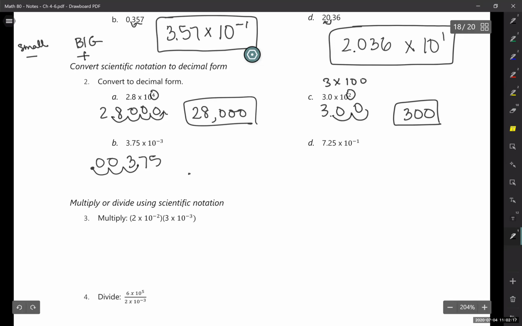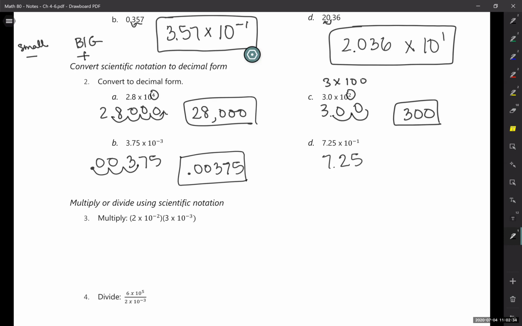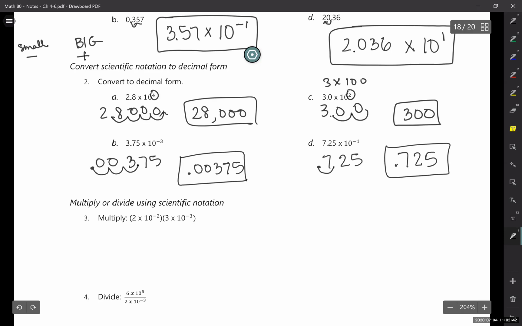And I'm just rewriting them so you can clearly see where the decimal ends up. Some of these problems end up looking like I have 2 decimals in them, so I just like to rewrite it. One last time, 7.25. I have a negative 1 as my exponent, so I want to make this smaller by moving that decimal out in front. 0.725 is my final answer.